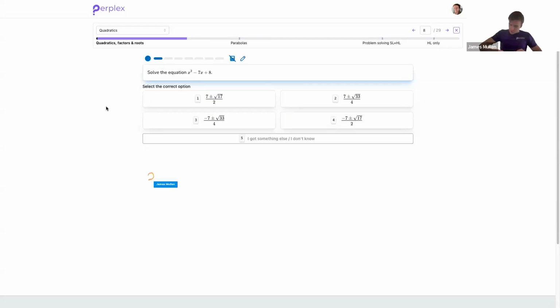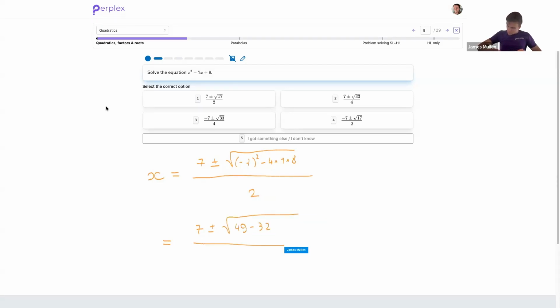So I'm going to use my quadratic formula, which says that x is negative b, in this case negative 7, plus or minus the square root of b squared, so negative 7 squared, minus 4ac, so minus 4. In this case, a is 1 and c is 8, all over 2. So that's going to be 7 plus or minus the root of 49 minus 32 over 2. That's 7 plus or minus root 17 over 2. Like that. Okay, option number 1.